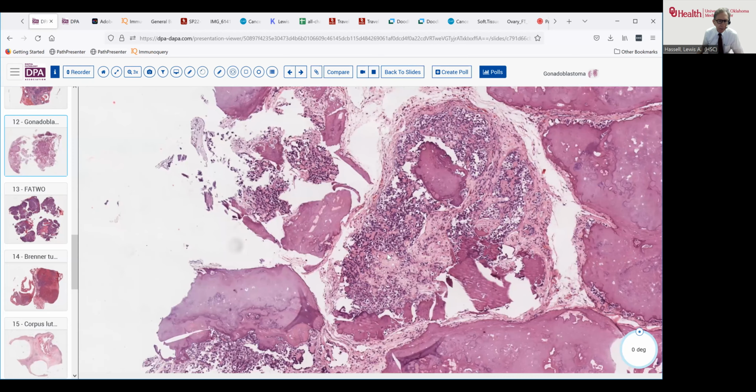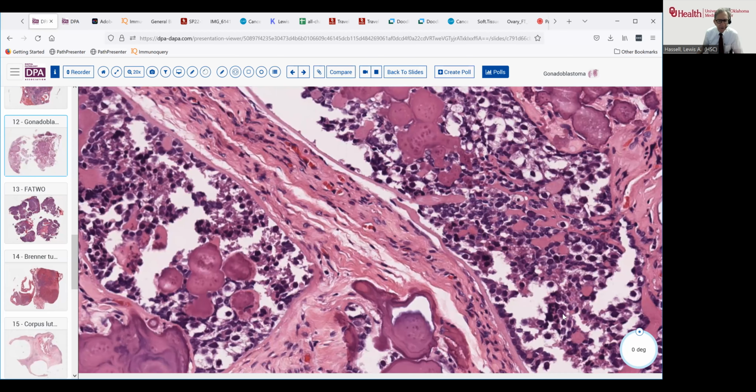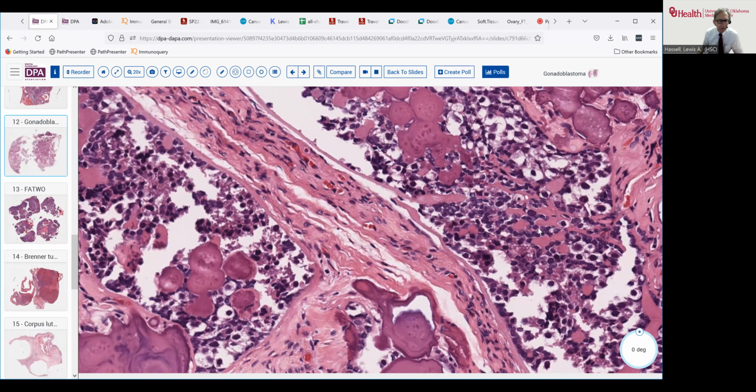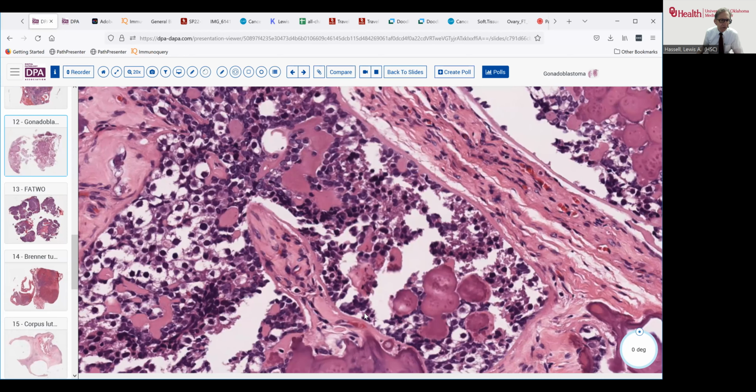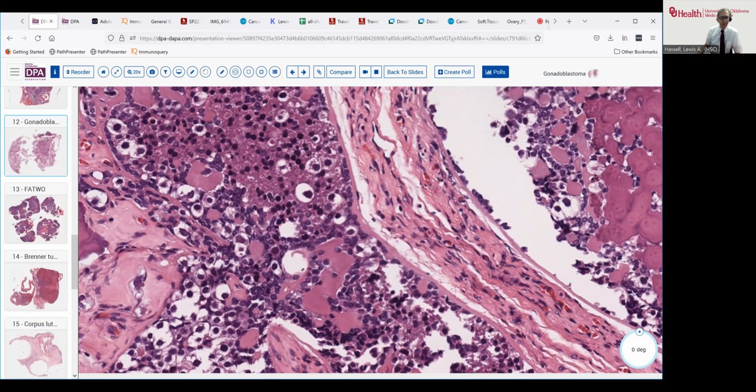So let's see, there's another area that will demonstrate this as well. Oh yes, here we are. So if we have an area that looks like this, with this eosinophilic material and these rounded calcified areas, this is the appearance of gonadoblastoma. And gonadoblastoma is an uncommon tumor that most often occurs in younger patients, pediatric age patients, that may have some form of gonadal dysgenesis or other abnormalities of sexual differentiation.